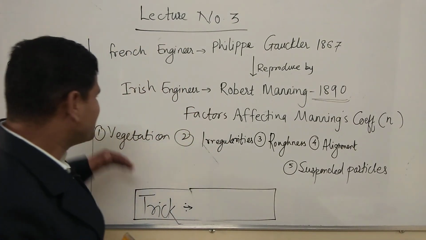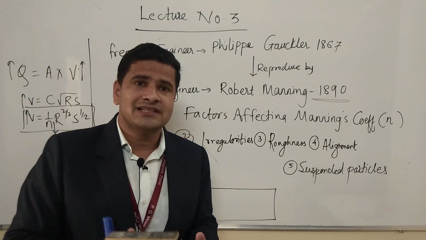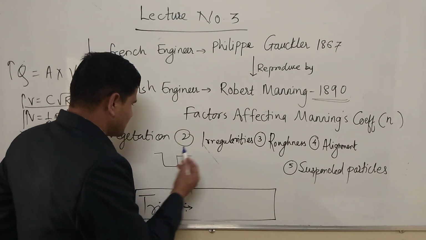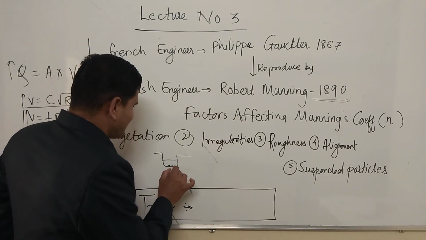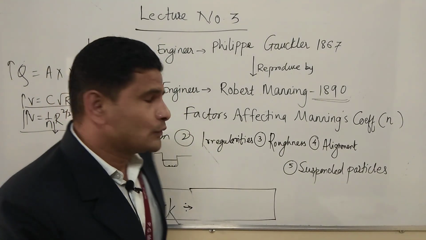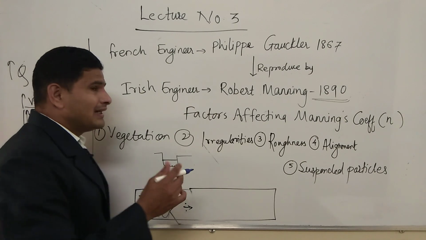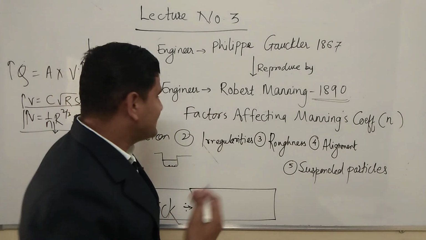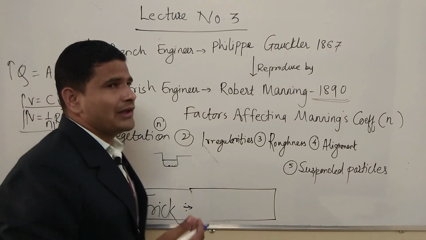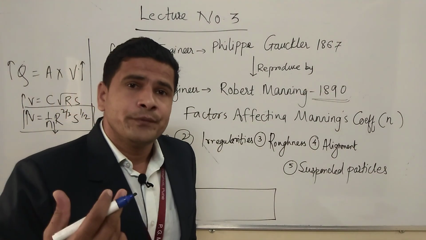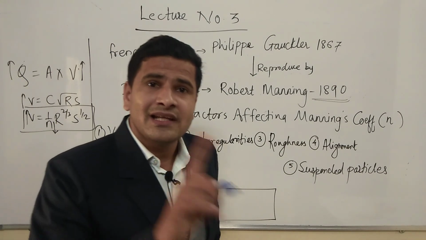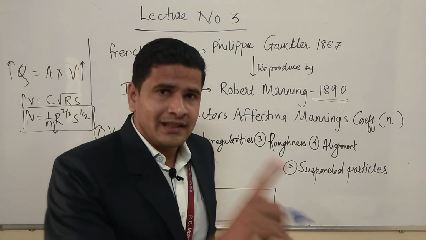First is vegetation. Imagine a rectangular channel section which carries discharge water. Imagine there are small plants in that channel section. What will happen? They will resist the flow and hence increase the roughness coefficient N. So remember this important point: if vegetation increases, Manning's roughness coefficient increases.